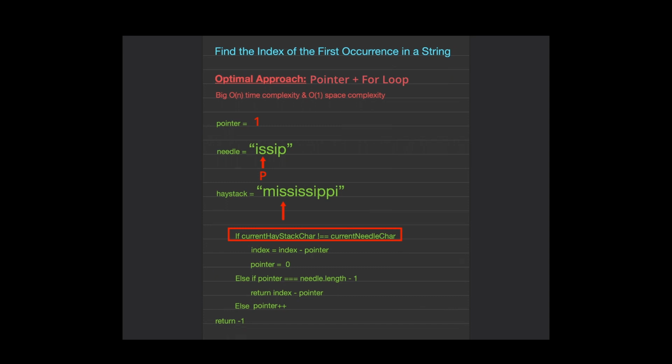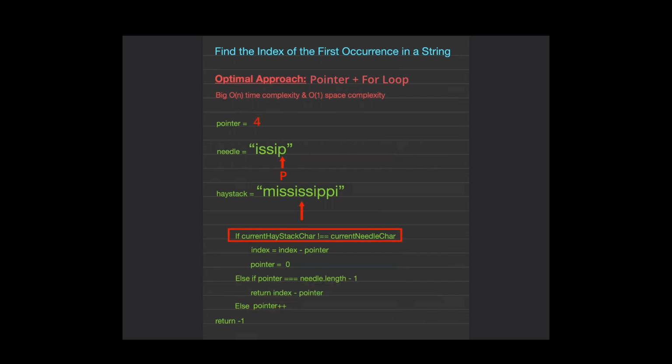The characters s and s match. The first two conditions evaluate to false, and pointer increments to 2. The characters s and s match. The first two conditions evaluate to false, and pointer increments to 3. The characters i and i match. Our first two conditions evaluate to false, and the pointer increments to 4.